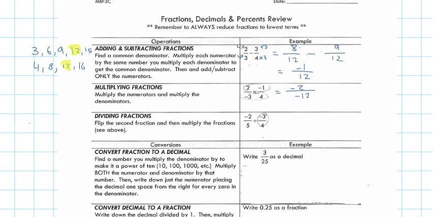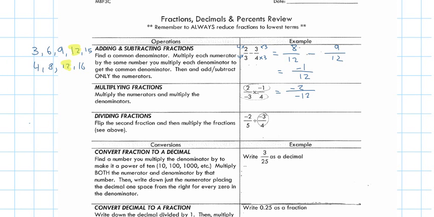They have to cancel each other. And now we're going to talk about how to reduce. Okay? So at this point, I didn't reduce, I didn't do anything. So my answer is -2 over -12. This is not my final answer because that can be reduced to a smaller number.